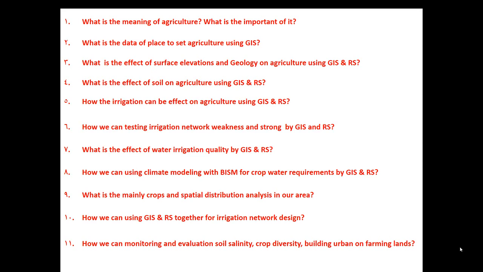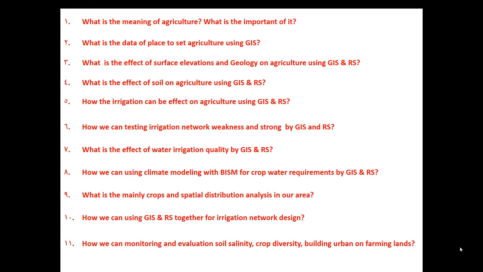Third, what is the effect of surface elevation and geology on agriculture using GIS and remote sensing? What is the effect of soil? How can irrigation affect agriculture? How can we test irrigation network weak and strong areas by GIS and remote sensing? What is the effect of irrigation water quality?